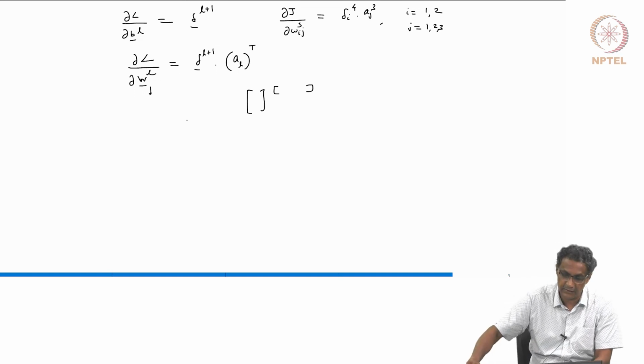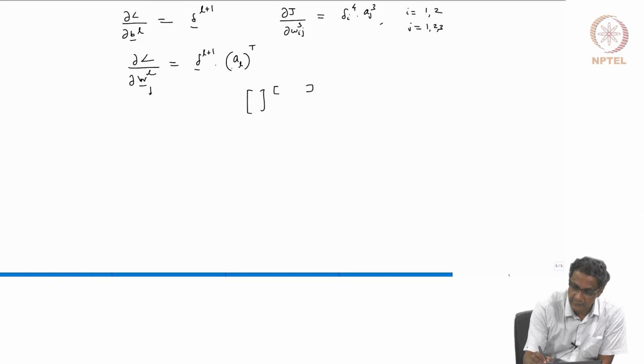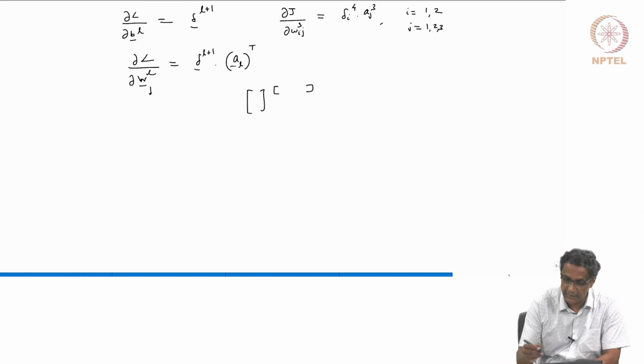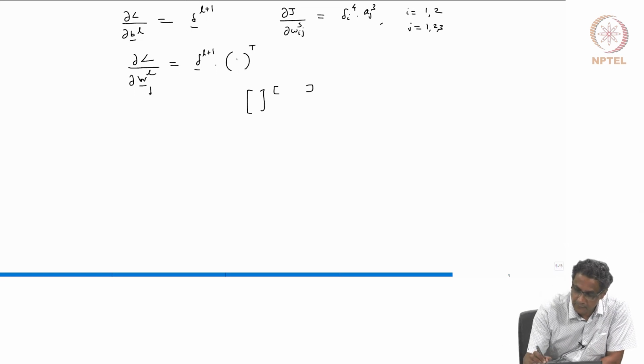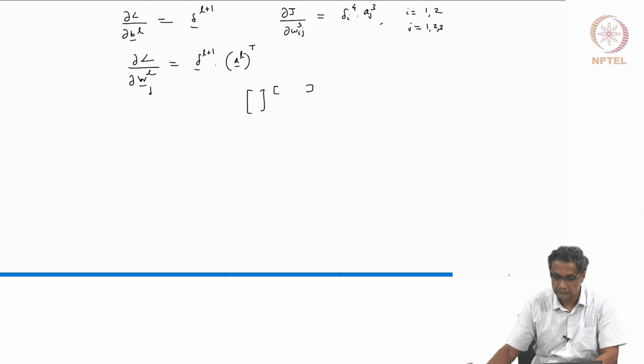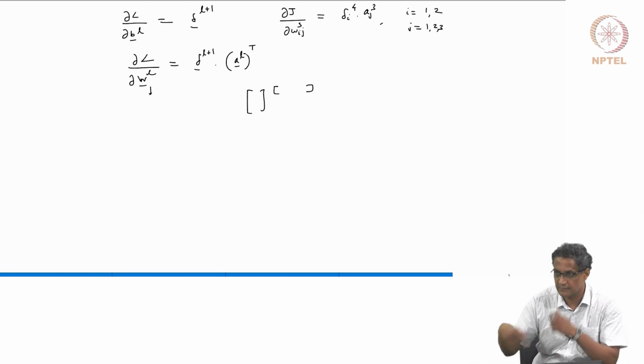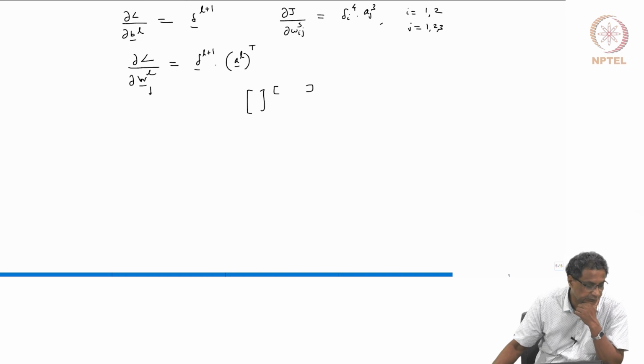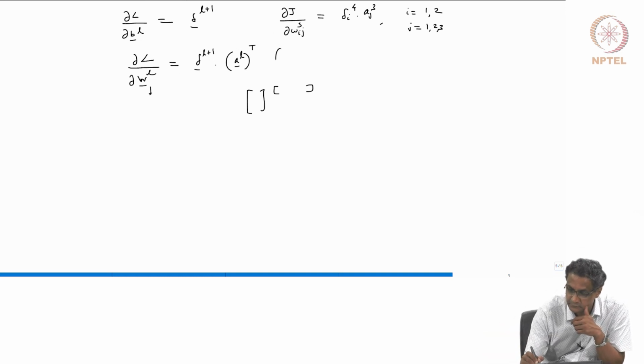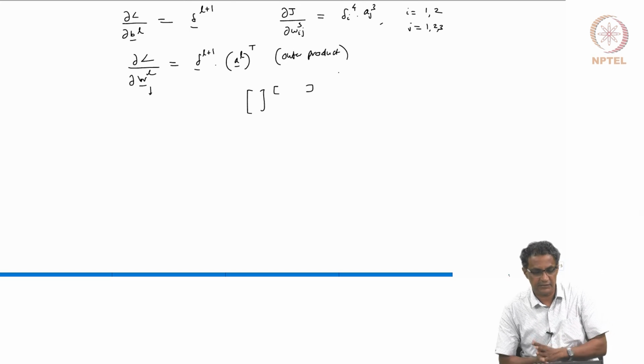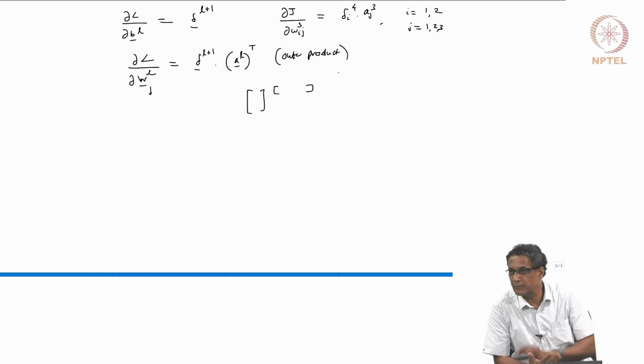But in general, you can write it down, and these are all vectors. By the way, a^L is on top, L is always coming on top, so (a^L) transpose. So this is an outer product.